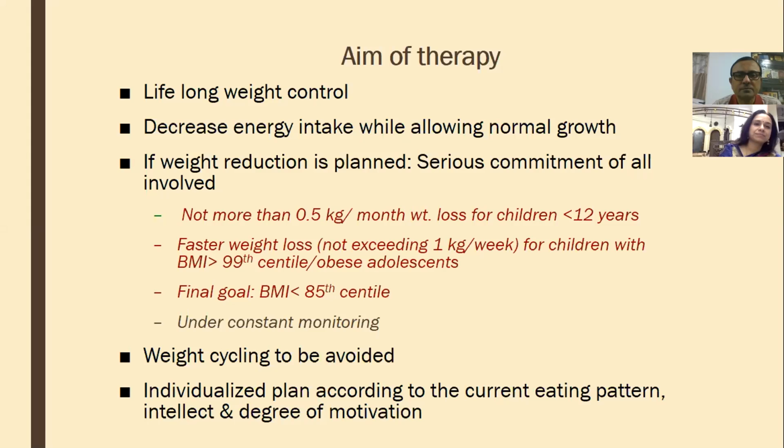What is important is to avoid weight cycling, something which is very common. It's easy to get a child and family motivated once, but difficult to maintain that motivation. And therefore, with the cycle of weight loss and re-weight gain, every such cycle makes the subsequent weight loss even less effective. And so it really needs an individualized plan to be made along with the family and the child according to the child's current lifestyle and eating pattern, taking into account their social, cultural, economic situation, the intellect, and the degree of motivation. An individualized plan needs to be made.